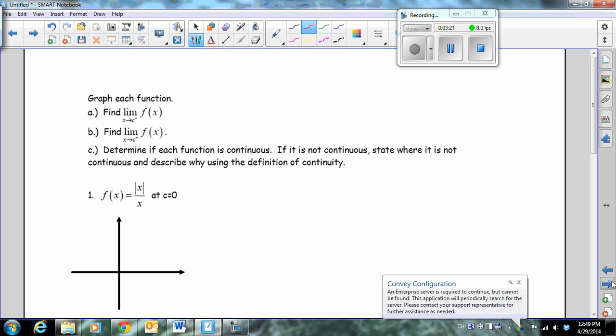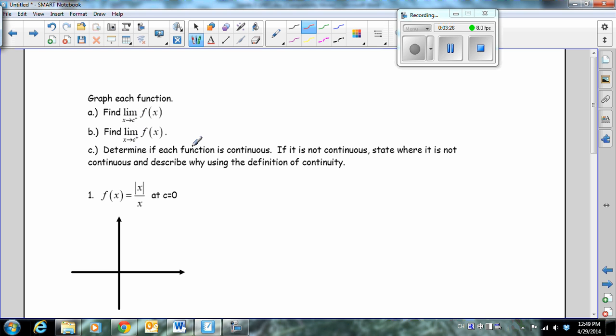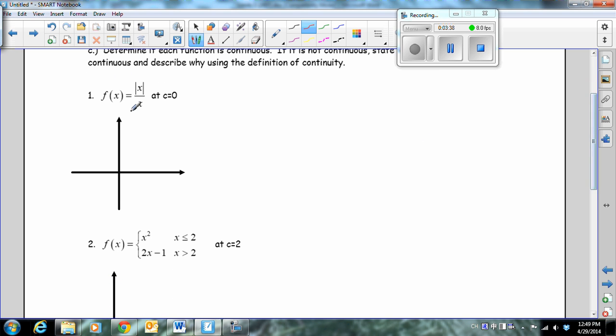Graph each function. Find the limits as x approaches c from the left, from the right, and determine if each function is continuous. If it's not continuous, state where it is not continuous and describe why using the definition of continuity. The first function is f of x equals absolute value of x over x at c equals 0. Obviously, c equals 0 cannot be plugged in, but if you want to graph this function, and we graphed this before, by the way, at -1 you will have a hole here, and it will make a straight line. You will have another hole here, and you will make a straight line.